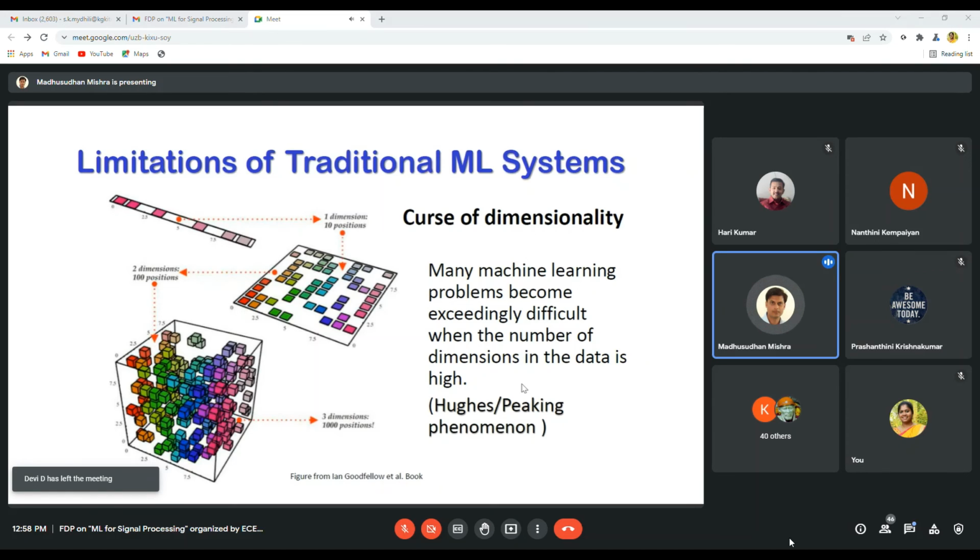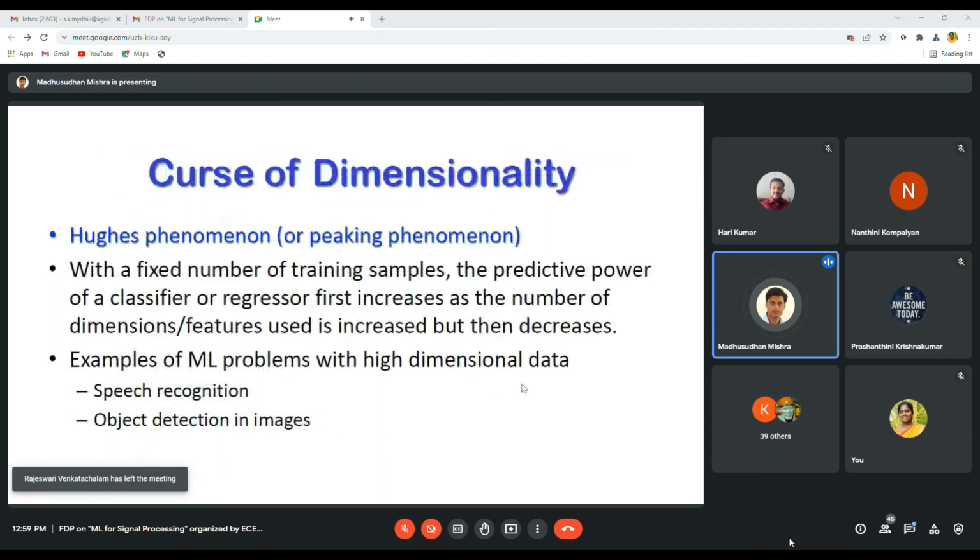With this curse of dimensionality, with a fixed number of training samples, the predictive power of a classifier or regressor first increases. As the number of dimensions or features is increased further, the performance goes down. Examples of machine learning problems with high dimensional data are speech recognition and object detection in images. That's why in these applications, deep neural networks outperform machine learning.